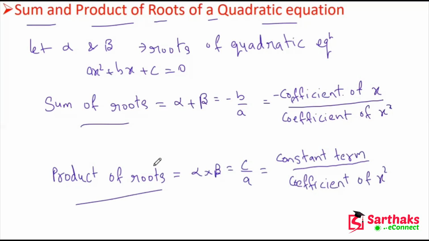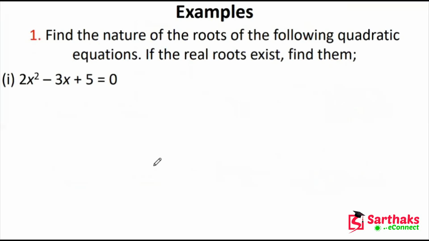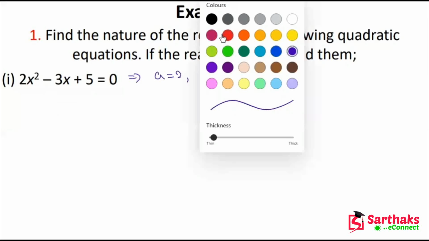So now let's come to the questions. The first question is: find the nature of the roots of the following quadratic equation. If the real roots exist, then find them. Very easy. First of all, we have to find the discriminant. Now we have a equal to 2, b equal to -3, and c equal to 5. I hope you get this point.